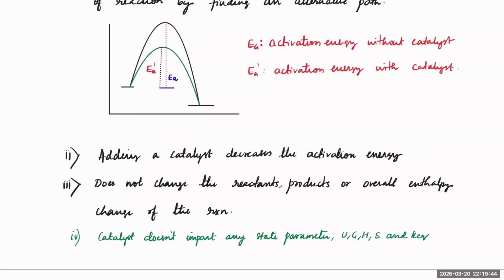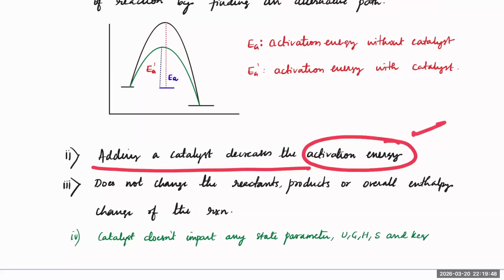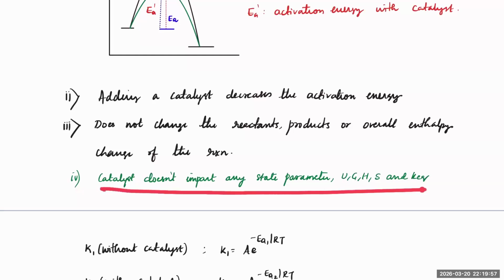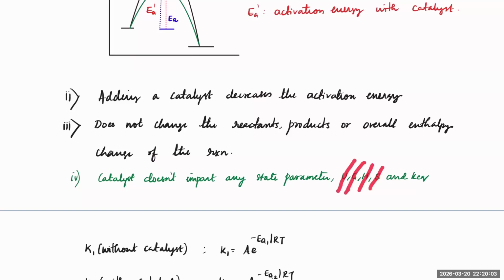Second, adding a catalyst will decrease the activation energy. It does not change the reactant or product energies or the overall enthalpy of the reaction. In fact, a catalyst does not impart any change. I told you this just now, that it does not change internal energy, free energy, enthalpy, or the equilibrium constant K factors.